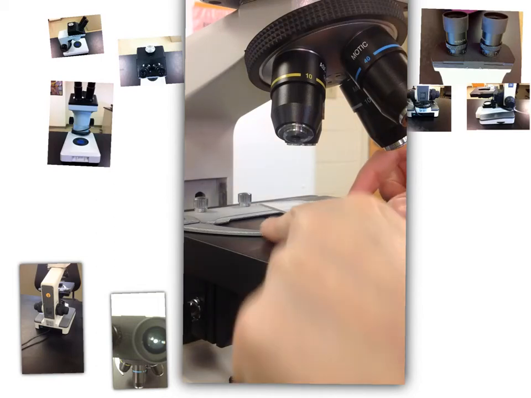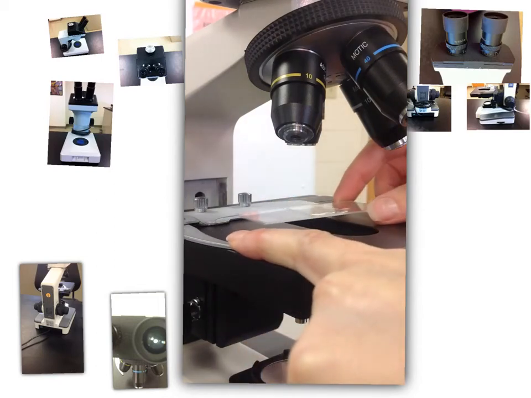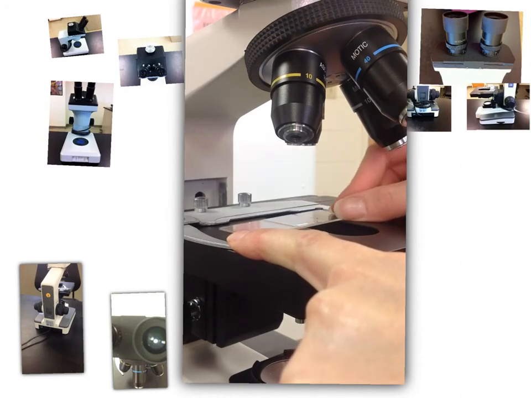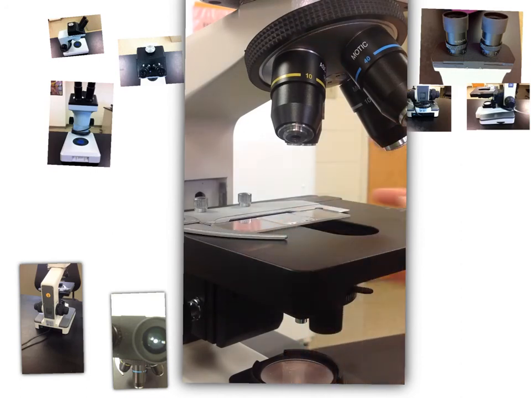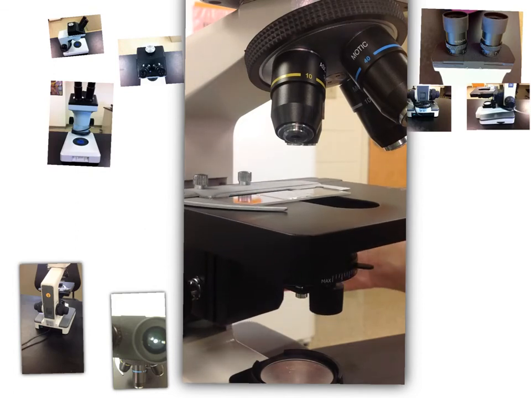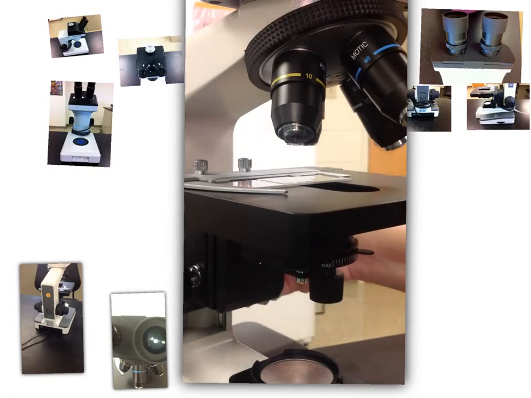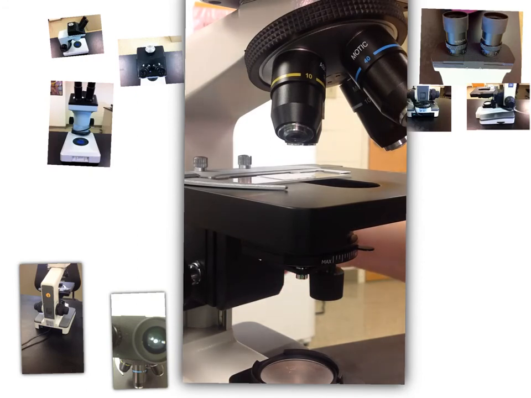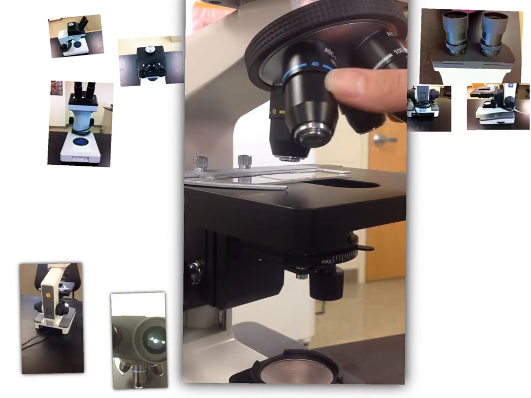So you're going to put the slide on. That little clip's going to retract. There you go, slide it, make sure it's nice and snug. And you're going to use your coarse adjustment and bring it all the way up. And as you're doing this, you're looking through the microscope. You want to see if whatever you're looking for comes into focus.